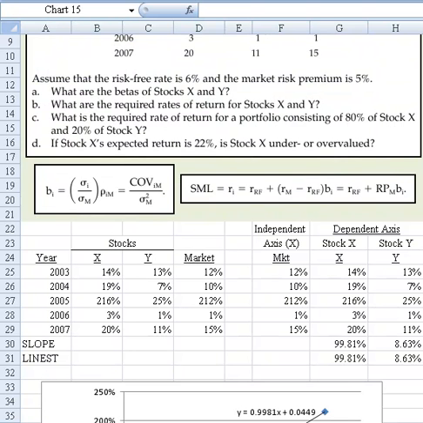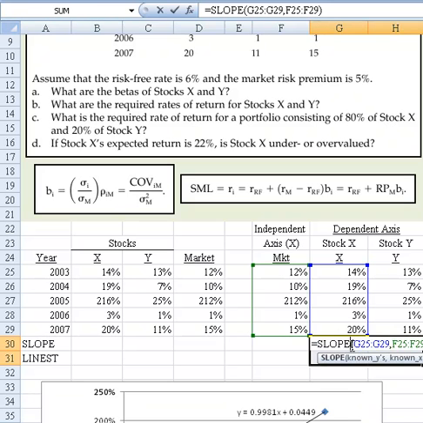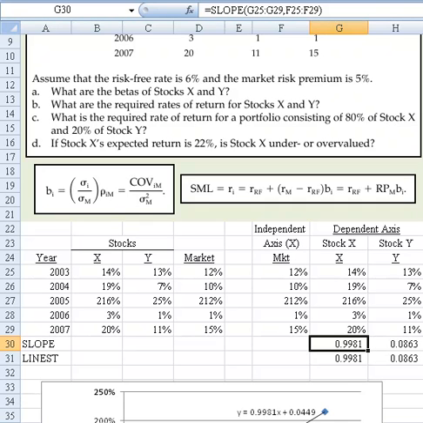And the first problem I'm sliding up says, what's the beta of stock X and Y? Okay, so I'm going to turn these into a number format rather than a percent format. What's the beta of stock X and stock Y? Well, the beta of stock X is that number right there, which is 0.9981. The beta for stock Y is 0.0863.